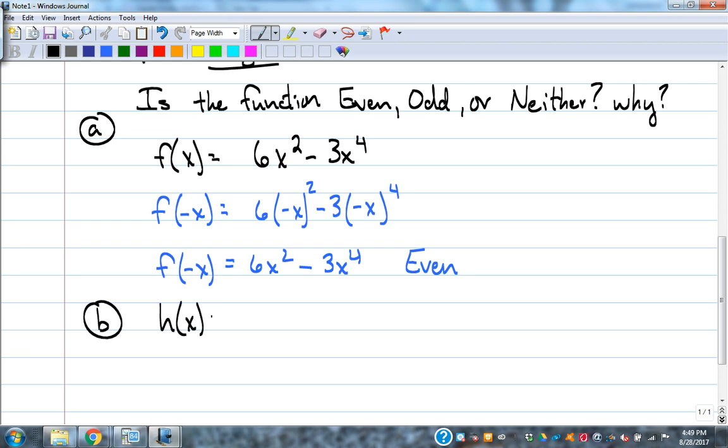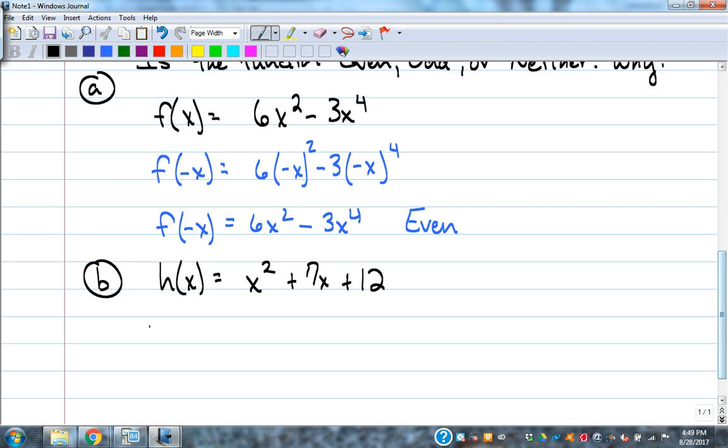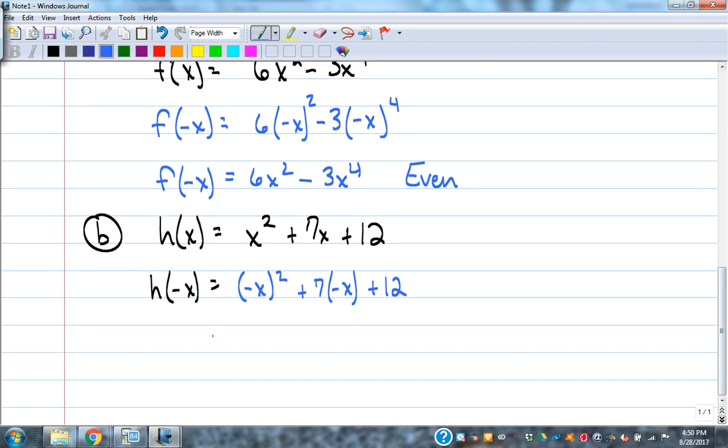h of x equals x to the second plus 7x plus 12. Technically, if we plug in negative x, here we get x squared back. That changes the sign of the 7x to negative, but the 12 stays the same. Did everything change? No. This would be a neither.